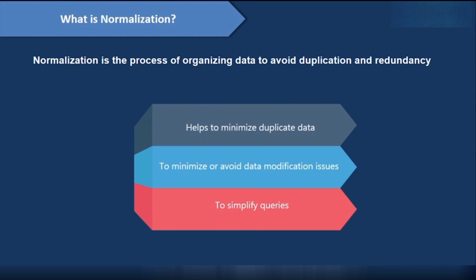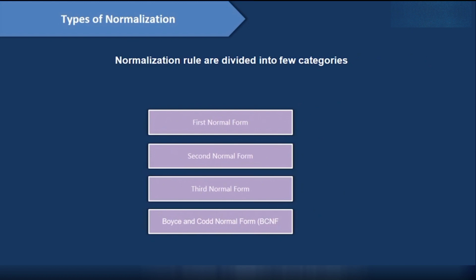Also, it tries to minimize or avoid data modification issues. To simplify the queries also, we use normalization techniques. Now, let's have a look at what types of normalization techniques we have. Normalization rules are divided into few categories. So, let's have a look at what categories we have for normalization.